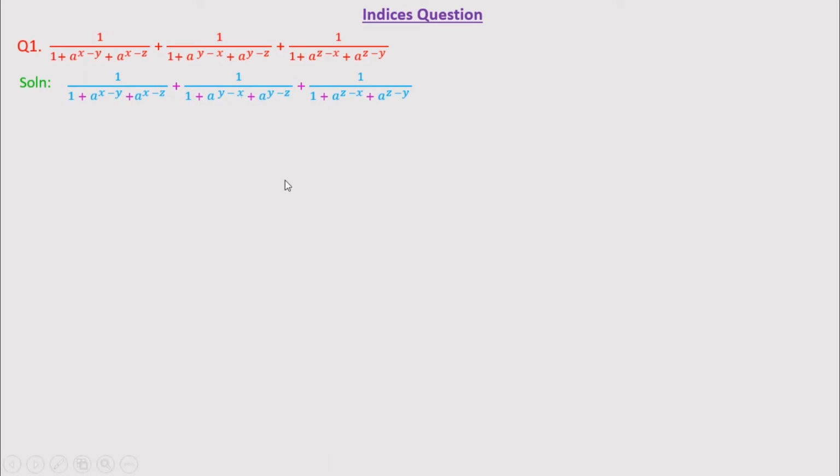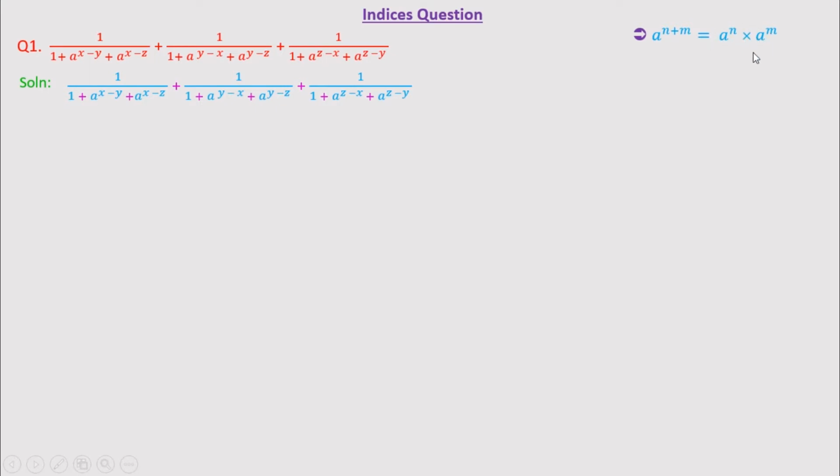Okay, so before solving it you have to know some formulas of indices. I have already made a video on laws of indices, so please try to see that video and you'll know the formulas from there. So the formula says a to the power n plus m. A is the base and n plus m is the power, so we can write this formula as a to the power n times a to the power m.